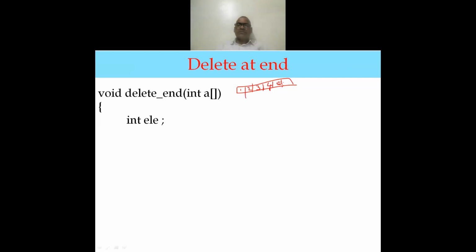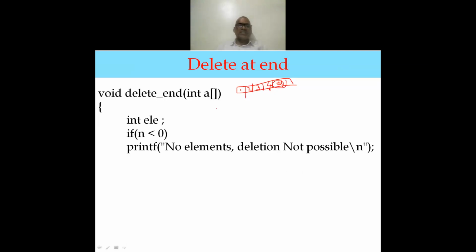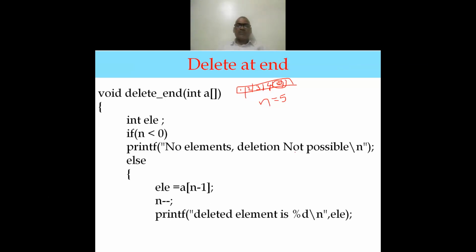Suppose you want to remove this element. Simply, what we will do here is check if n is less than or equal to 0. The number of elements here is 5. If the number of elements is 0, that means there are no elements, and deletion is not possible. Else there are elements in the array. The element we want to delete will be present at index location n minus 1. These are the index locations, you see that. So it will be present at the n minus 1 index location.